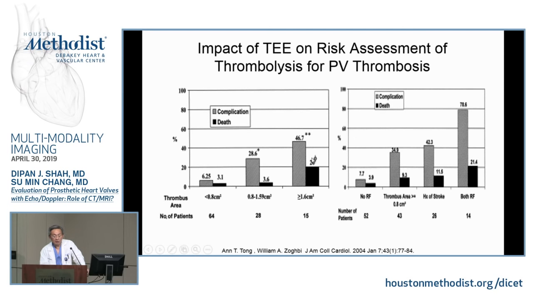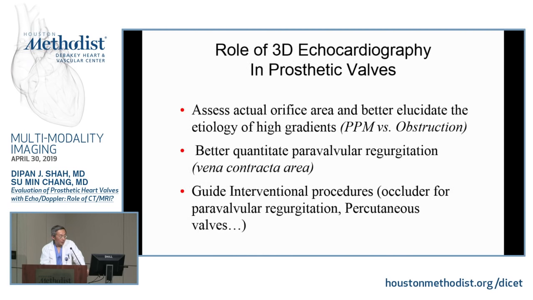And that plus the valve area and history of stroke, if you have both large thrombus burden and history of stroke, you can see the complication and death rate is very high. We're talking about almost everybody had a complication. But if the clot burden is small and there's no history of stroke, the prognosis is much better. This is a very interesting study because it's a multi-center registry done a long time ago, again, over 15, 20 years ago.